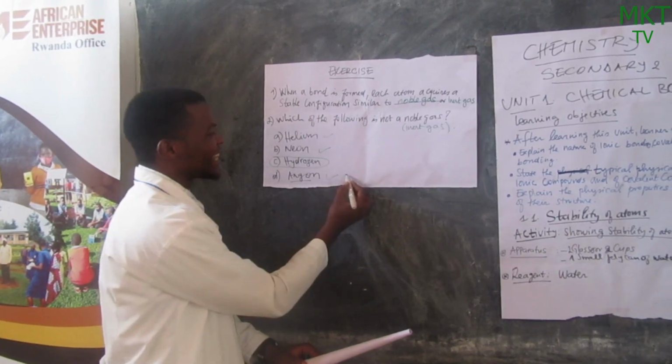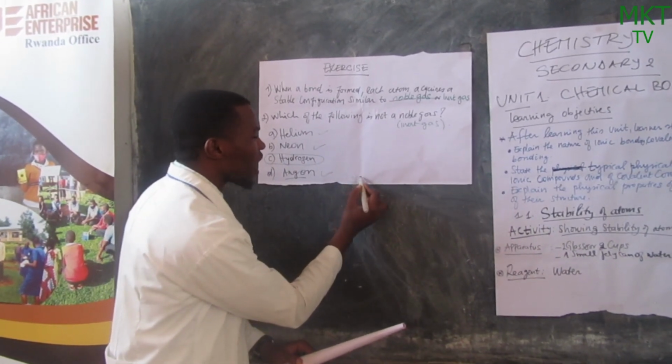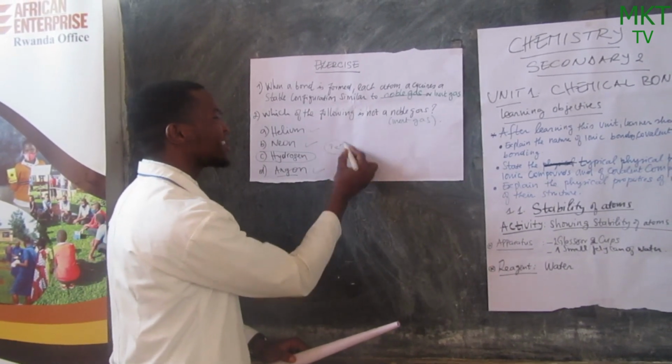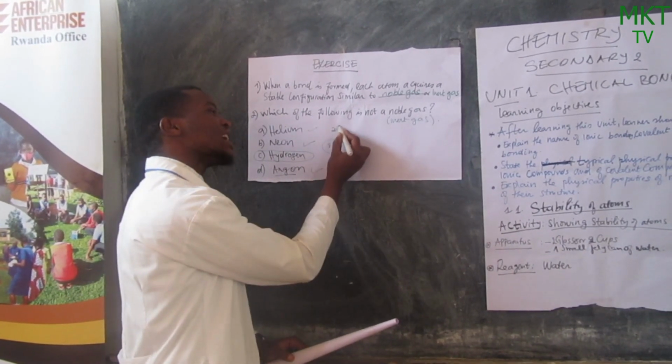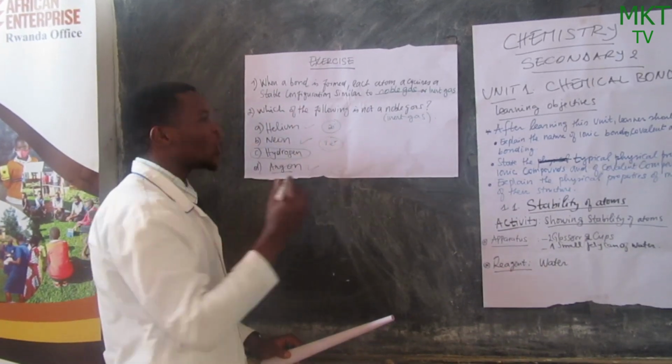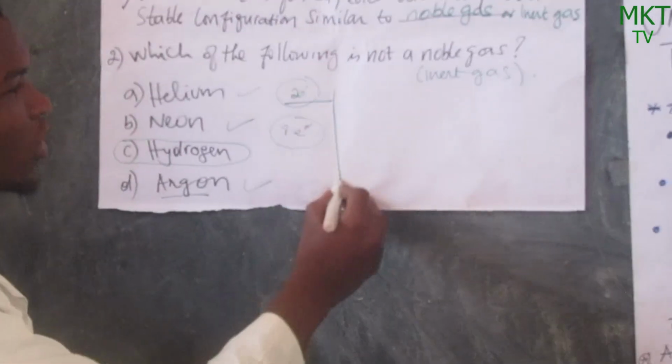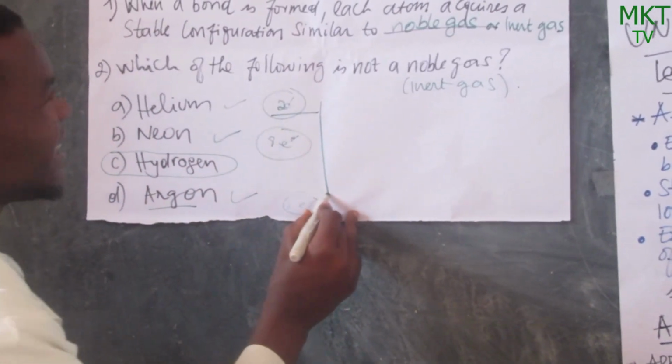This noble gas has 8 electrons on the outermost shell. This also has 8 electrons on the outermost shell. This has 2 electrons on its one and only shell. That's why they are called noble gases or inert gases.